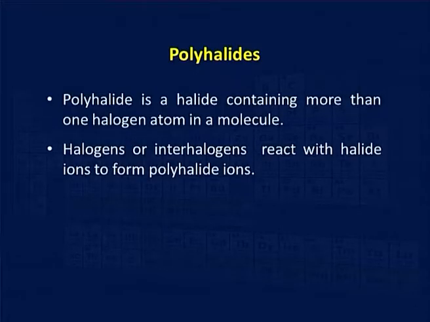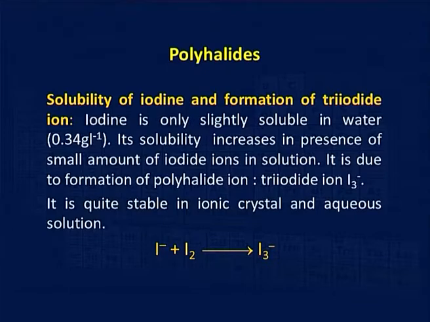The next topic is polyhalides. A polyhalide is a halide containing more than one halogen atom in a molecule. The halogens or interhalogens react with halide ions to form polyhalide ions. The solubility of iodine and formation of triiodide is a good example to understand polyhalides. Iodine is only slightly soluble in water, and this solubility is 0.34 grams per liter. Its solubility increases in the presence of a small amount of iodide ions.